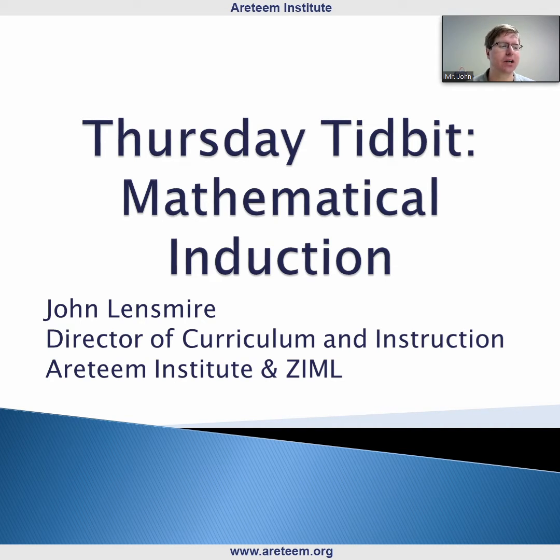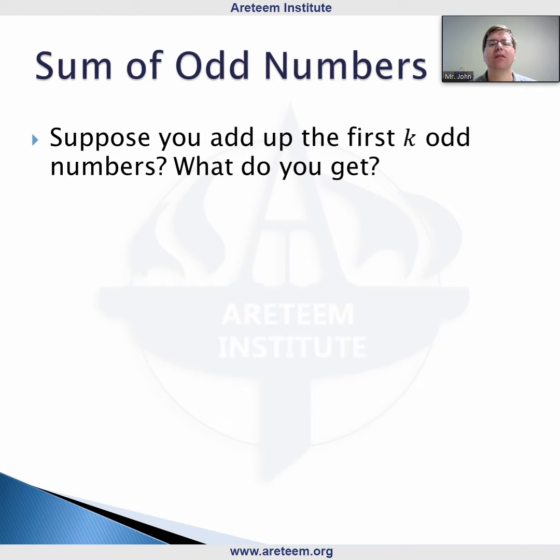But let's get started and take a look at mathematical induction, and let's start with a simple example. Let's look first at the sum of odd numbers. So we want to add up the first k odd numbers. What do we get? We might start with 1. That's of course just itself, 1.